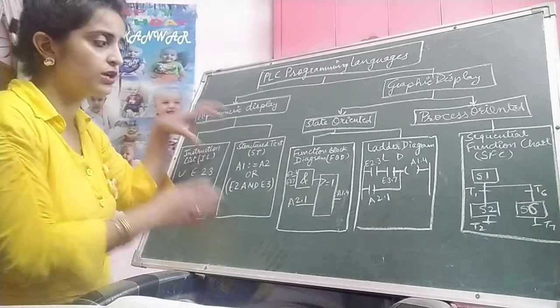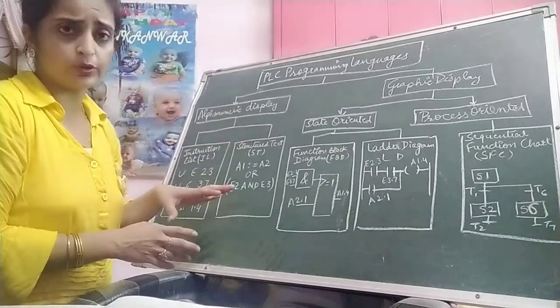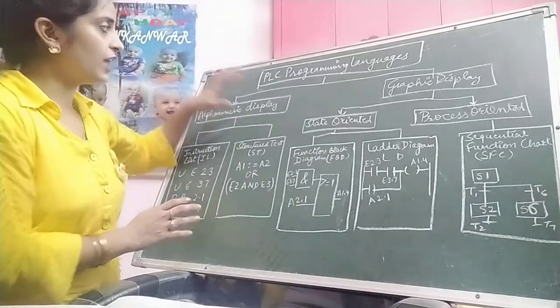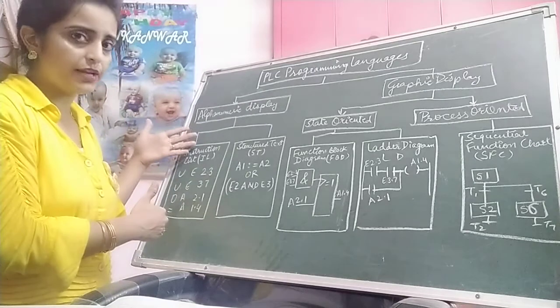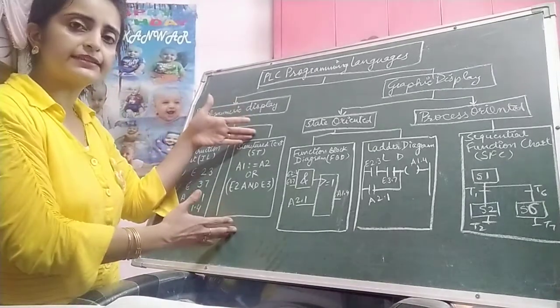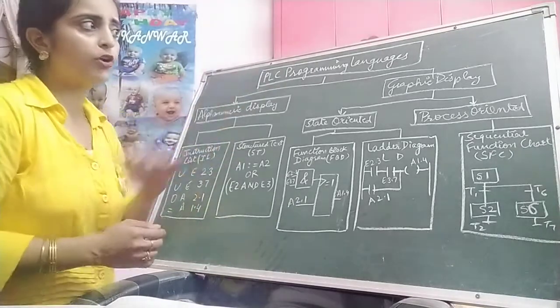It is the best suited for that kind of programming, right? So in the alphanumeric display, the instruction list is least used as the low level language, but structured text is mostly used in case of alphanumeric display. So let's move on to the graphic display.